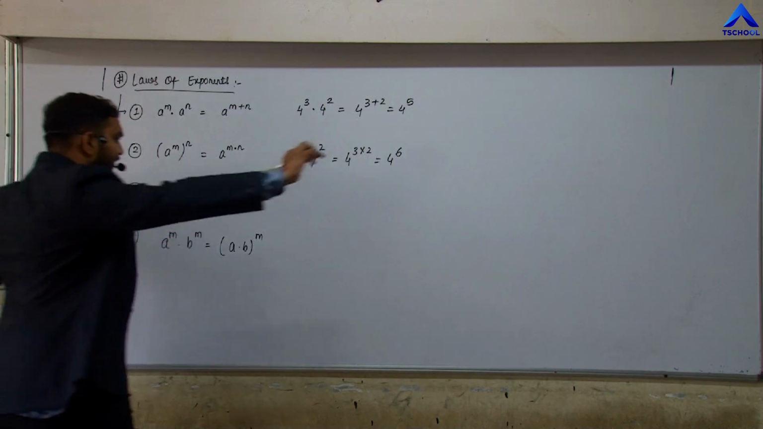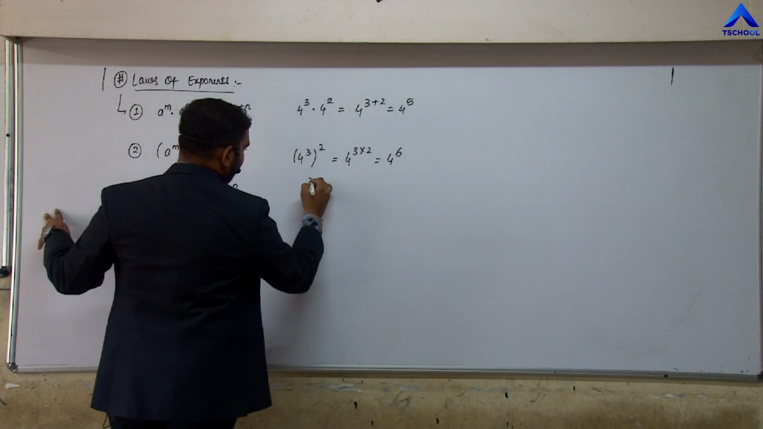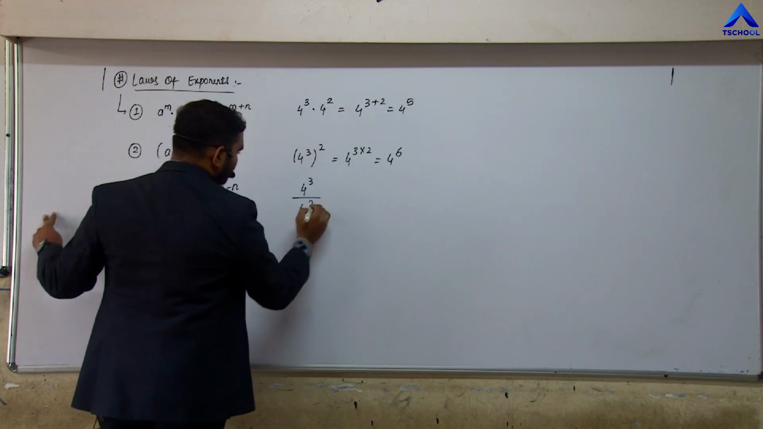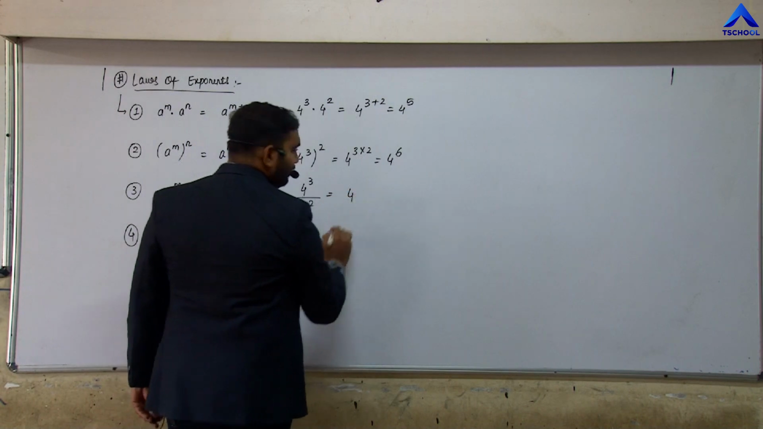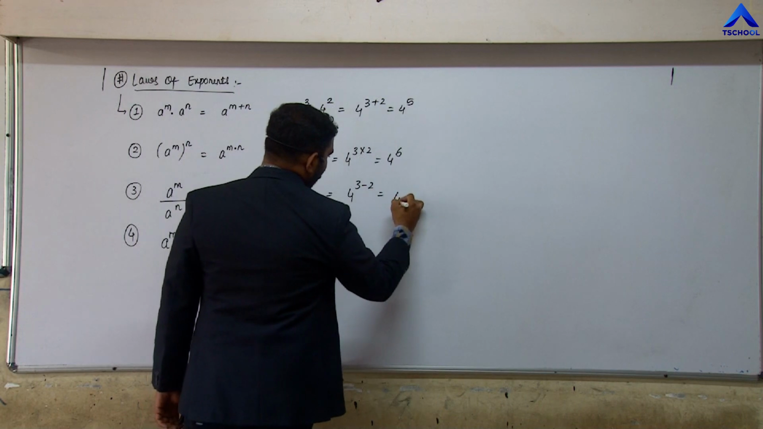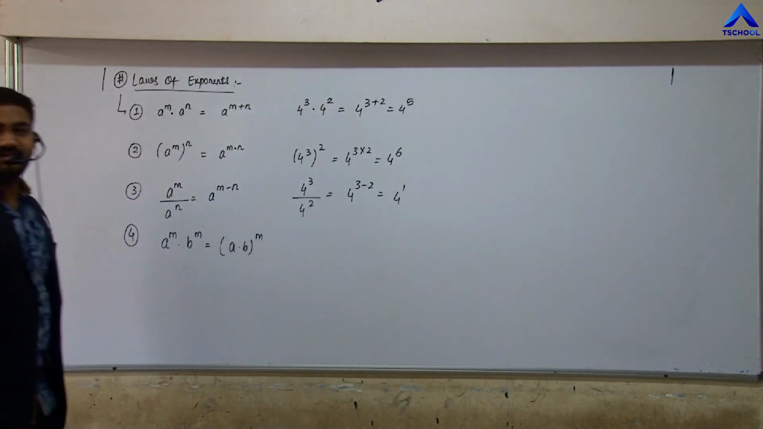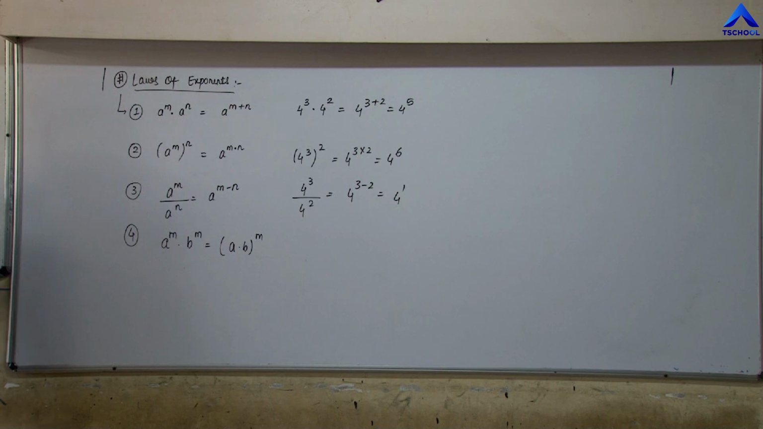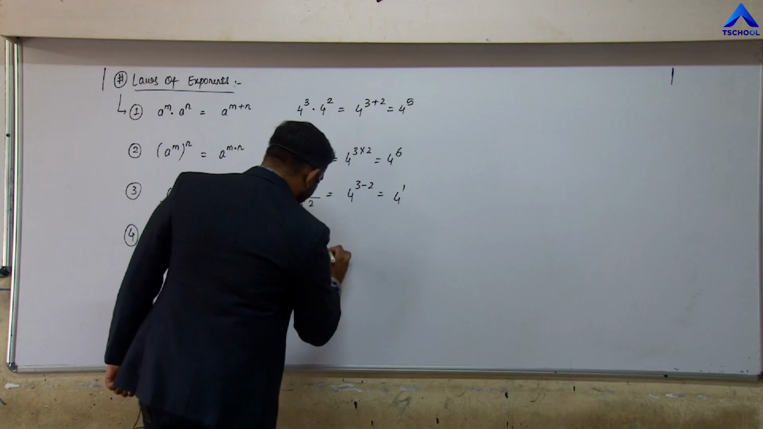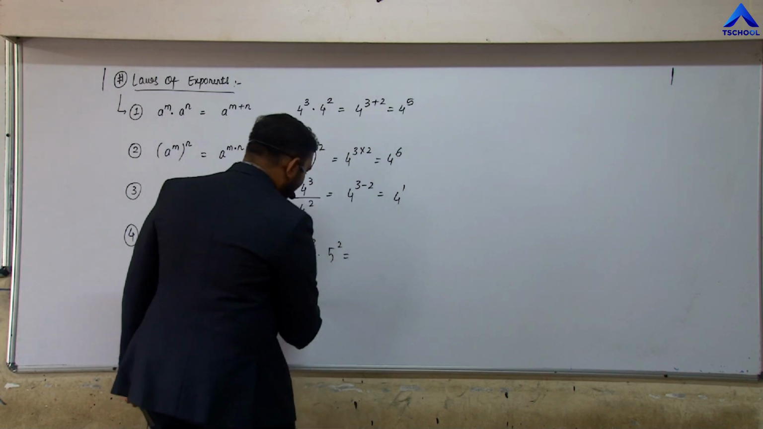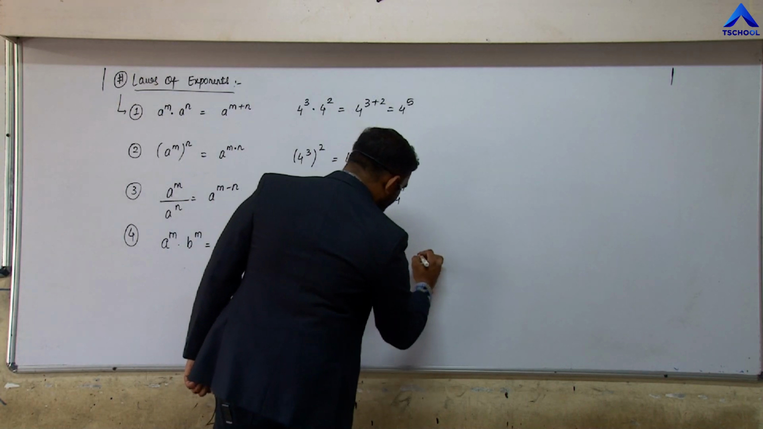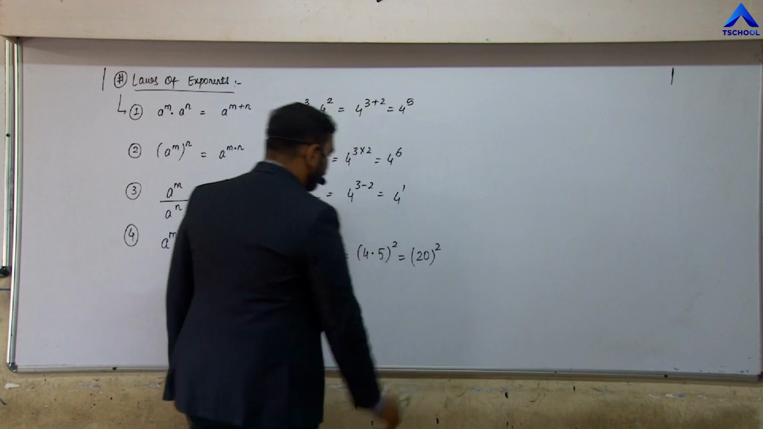Let me say for example for the third one, if I am having 4 raised to 3 upon 4 raised to 1, or 4 raised to 2, let me take 4 raised to 2. At that time the base will become the same, as 4 raised to 3 minus 2, and that is 4 raised to 1, or you can simply say 4. In the last one, if I am having 4 raised to 2 into 5 raised to 2, that will become 4 into 5 whole raised to 2, and that is 20 raised to 2.